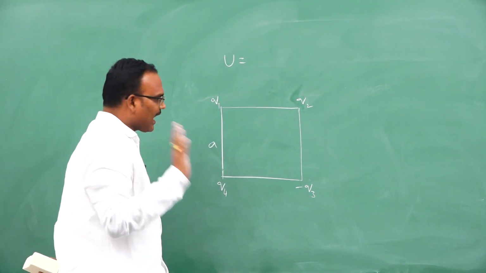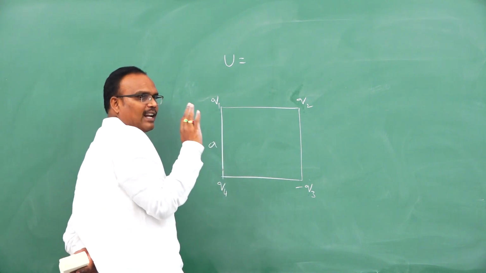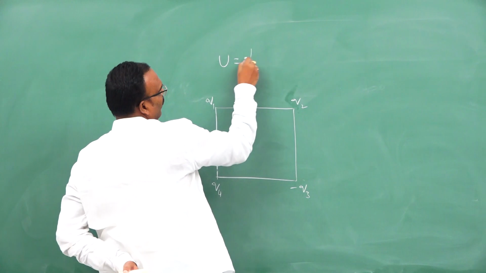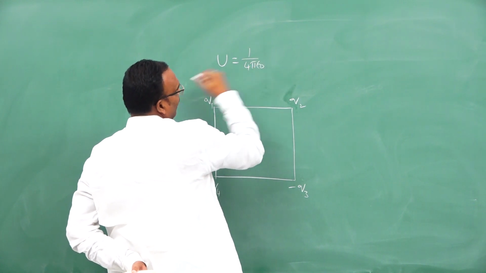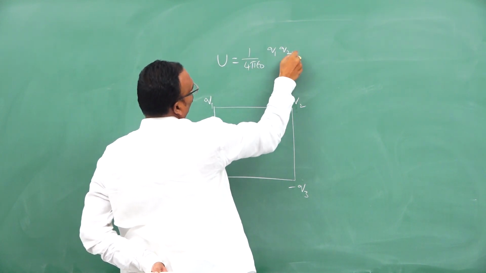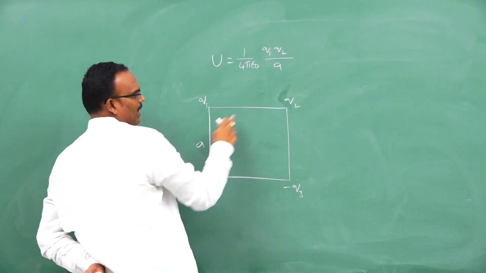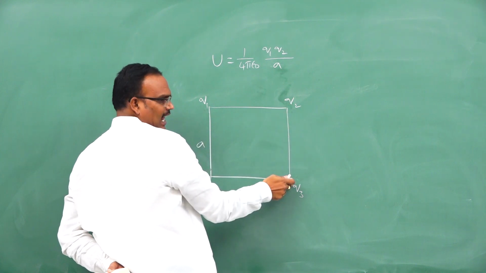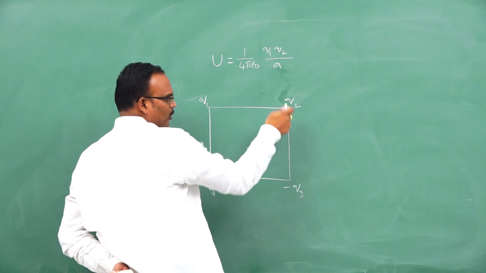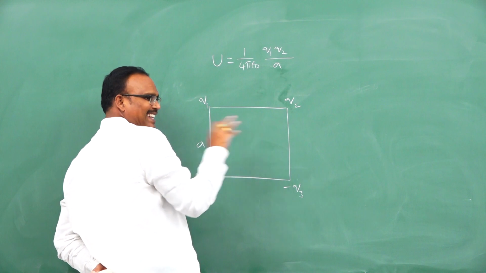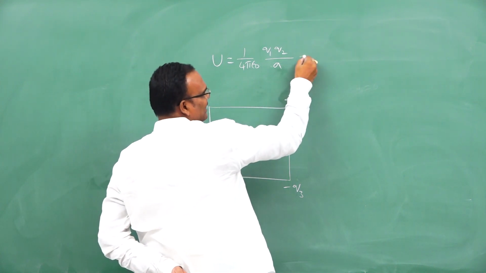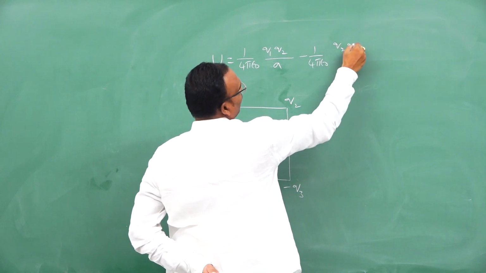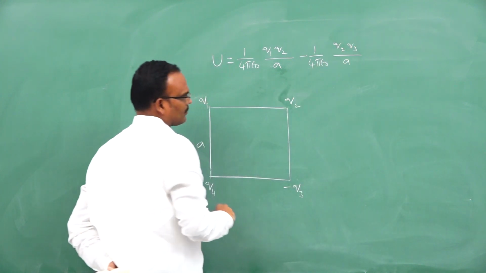How am I doing it? See carefully. I have to consider all interactions. Q1 and Q2 are interacting, so 1 by 4 pi epsilon naught Q1 Q2 by A, because the side of the square I have given as A. Next, these two are interacting, one positive, another negative. Q2 into minus Q3: plus into minus is minus. So minus 1 by 4 pi epsilon naught Q2 Q3 by A.